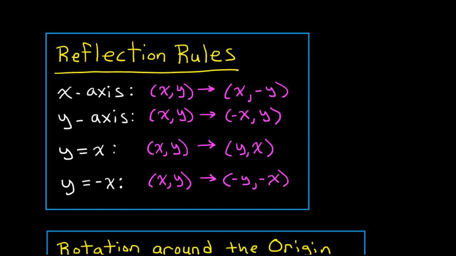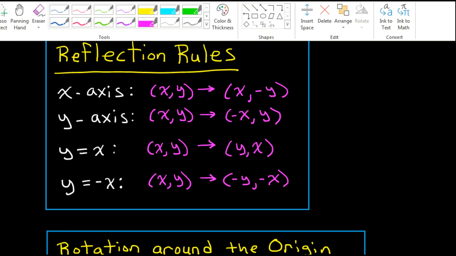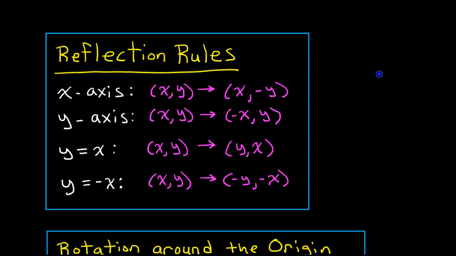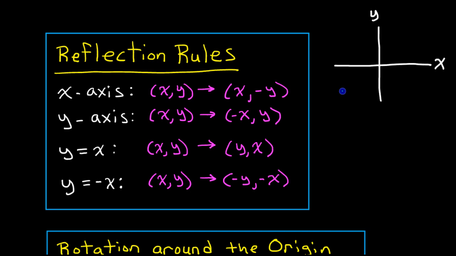Now, some of you may not know what the line y equals x is. So let me just illustrate that for you real quick. Let's say this is the y-axis and this is the x-axis. The line y equals x would look like this. I think I'll do blue. The line y equals x is a diagonal line right down the middle. So this is the line y equals x.